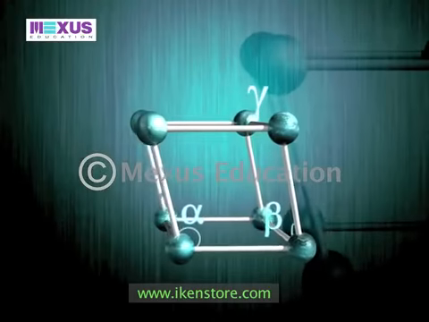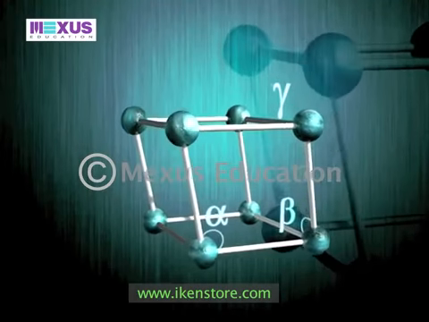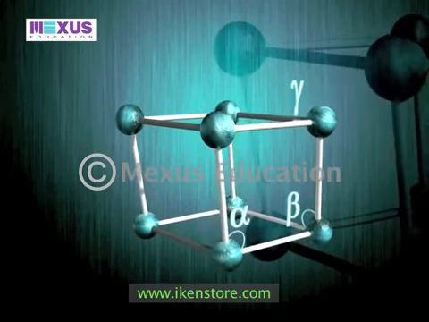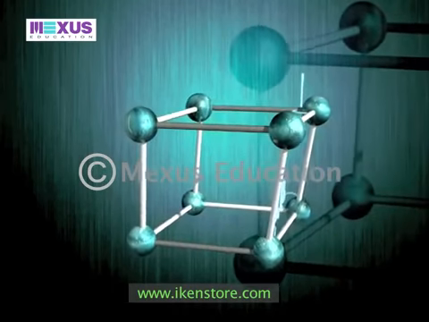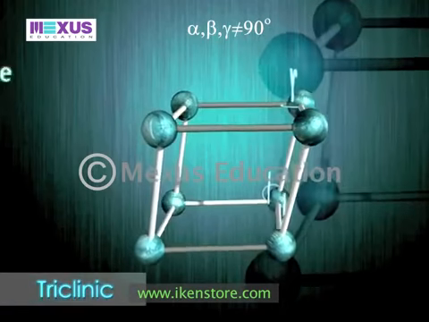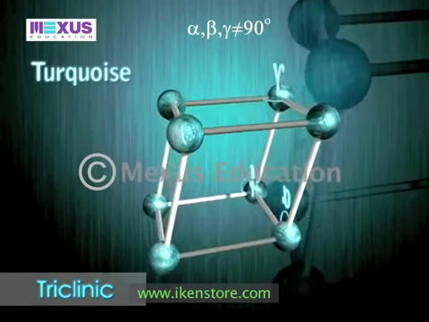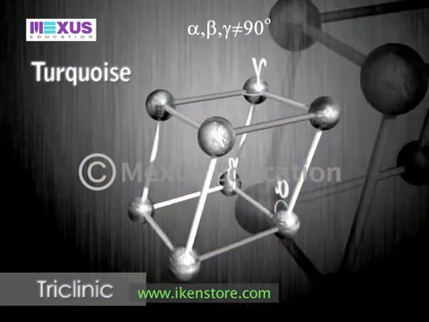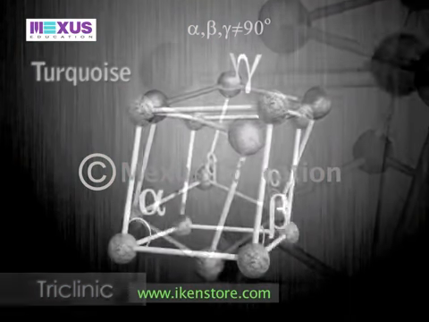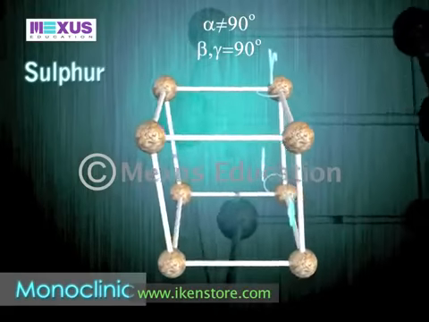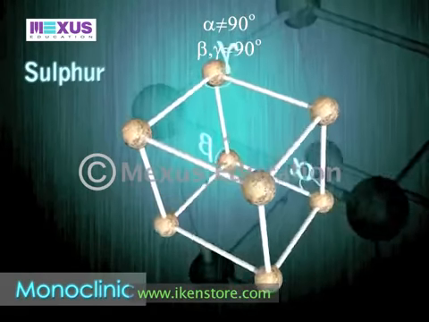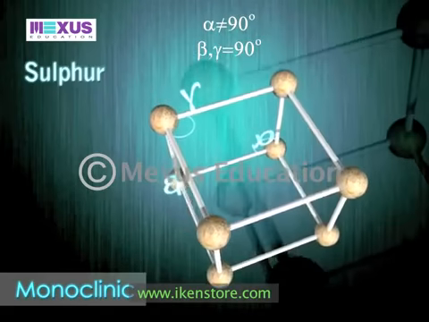Crystal structures can be classified on the basis of their lattice systems. There are 7 lattice systems. The least asymmetrical system is the triclinic system. Turquoise is an example of the triclinic lattice. The next system is the monoclinic system, and sulfur is an example of a monoclinic crystal.